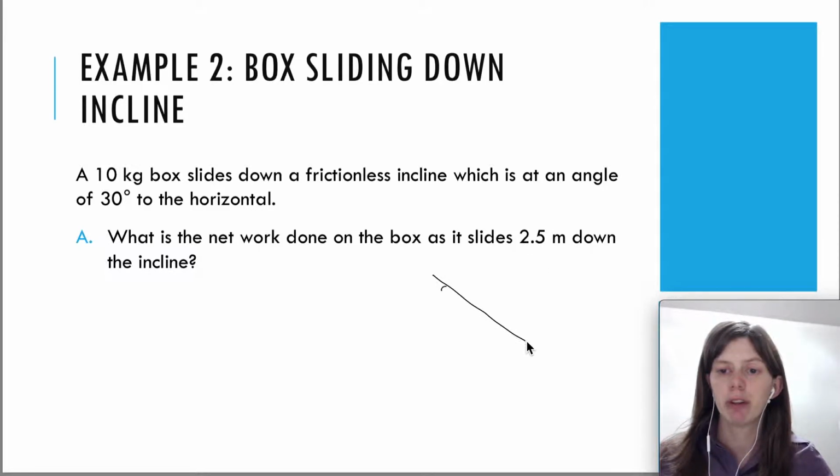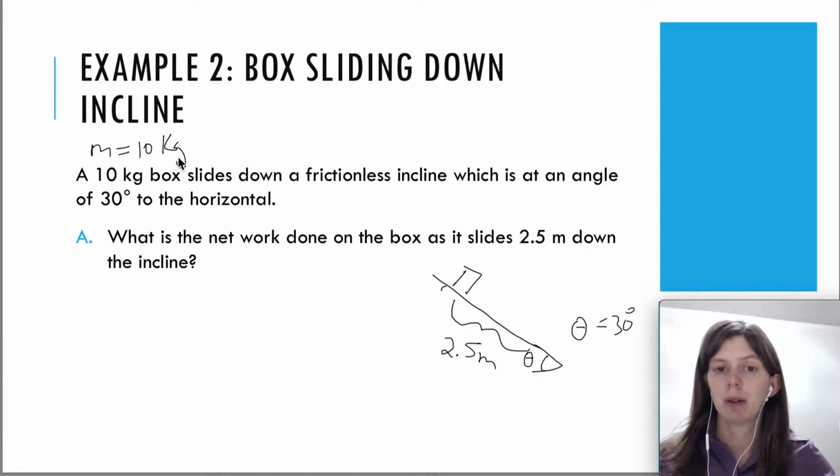Let's draw a picture to visualize this. So we have a box sliding down. It's going to slide down 2.5 meters. And there's an angle to this incline here, which is theta. So theta equals 30 degrees. And it's frictionless, no friction here. The mass is 10 kilograms here.